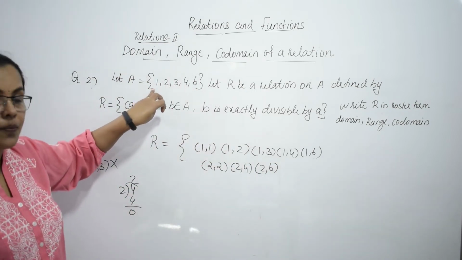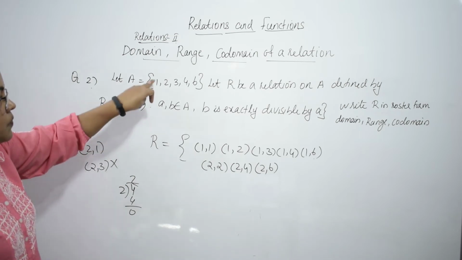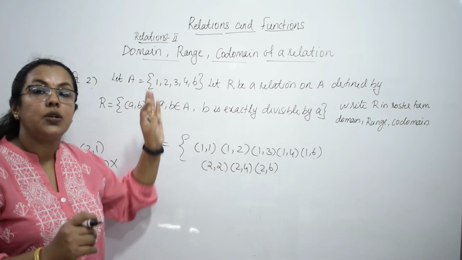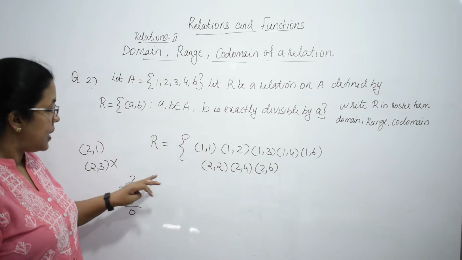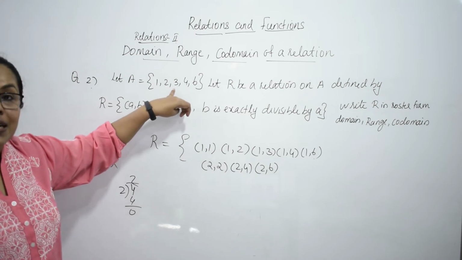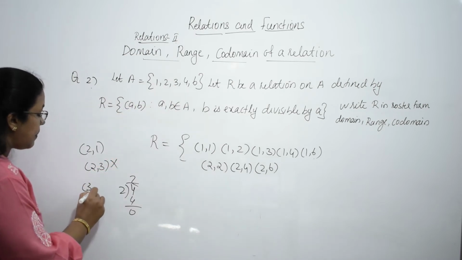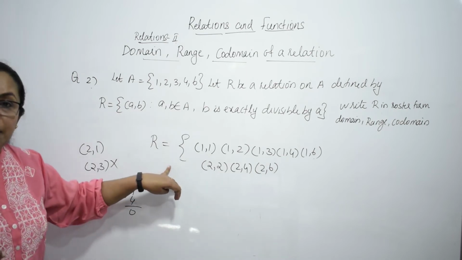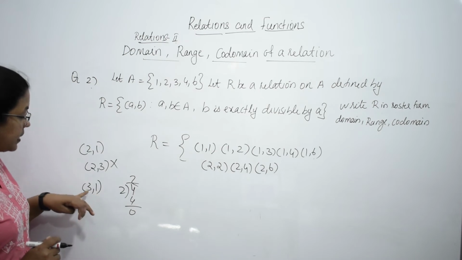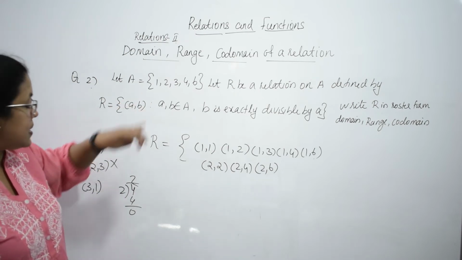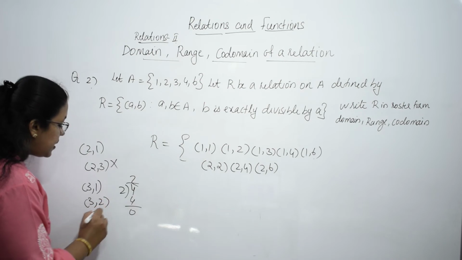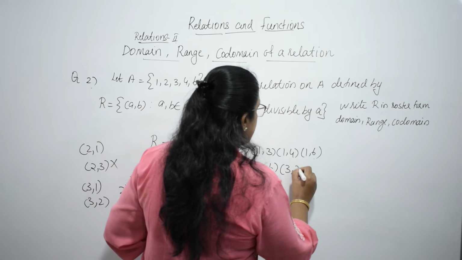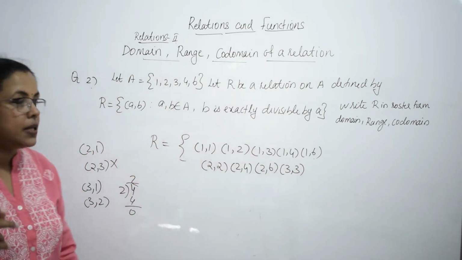Is (3, 1) possible? A cross A means (1, 1), (1, 2), (1, 3), (1, 4), (1, 6), (2, 1), (2, 2), (2, 3), (2, 4), (2, 6), like that. Isn't it? Now, which one is the next one? Is (3, 1) an element of R? Is 1 divisible by 3? No. Is (3, 2) an element of R? Is 2 divisible by 3? No. So, which is the next element? (3, 3), because 3 is divisible by 3.